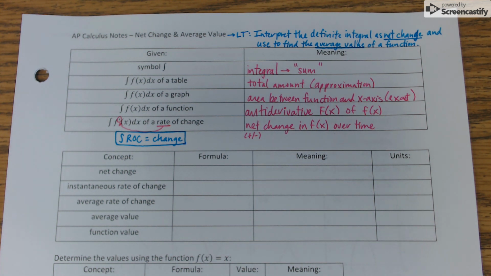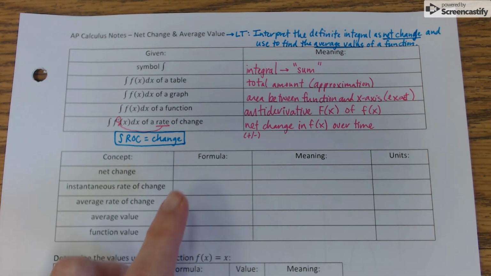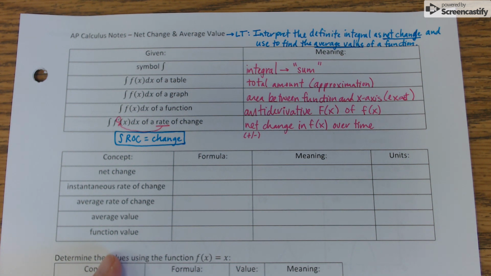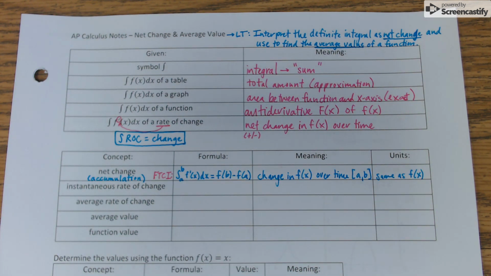In this next table, I'd like to make a list of all the formulas that we know based on the concepts we've learned, including the new formula for today, which is average value. I think it's nice to see them all in one place because they have similarities and differences that are nice to point out. Our first concept is net change.